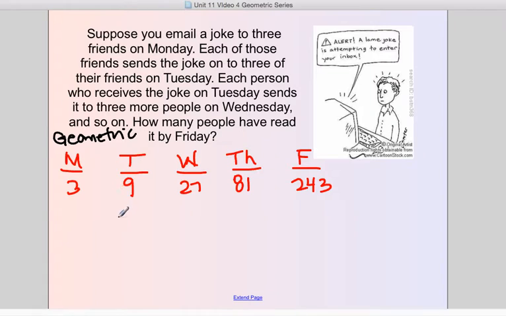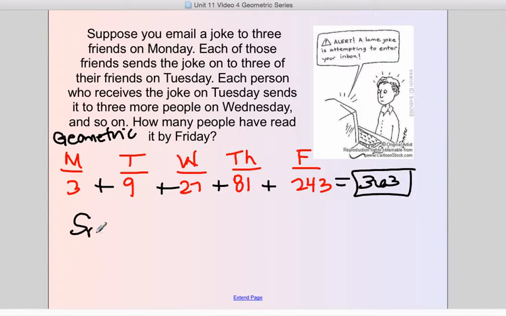The way currently it's written, it is a sequence. Okay, however, if I take and add all of them together, once they get added together, that makes it a series. So when I do this, it equals 363 people. Okay. There is an equation that you can use to figure out a geometric series.